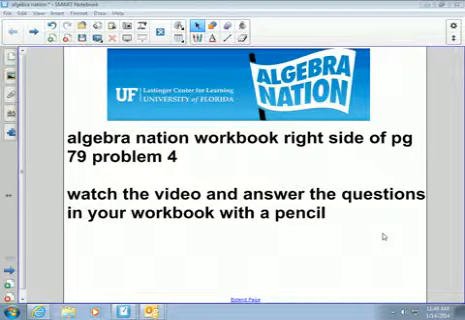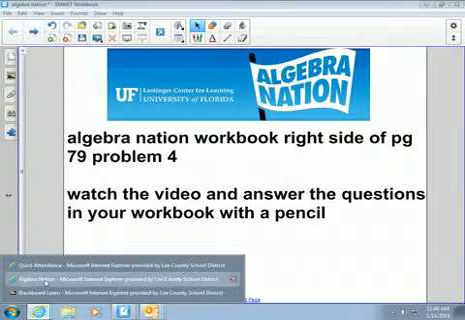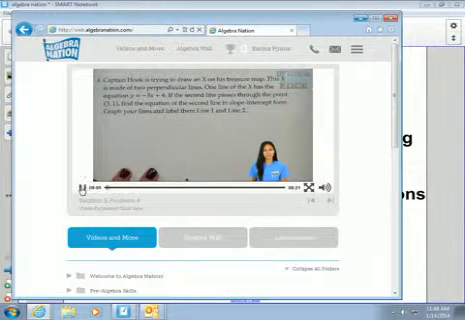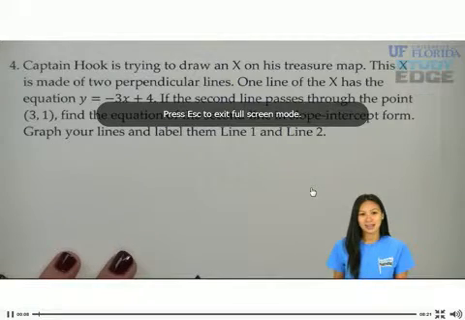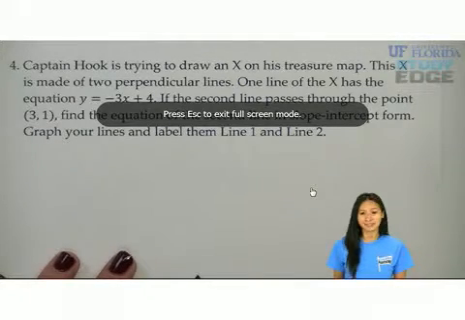This Algebra Nation video will cover the right side of page 79, problem number 4. Captain Hook is trying to draw an X on his treasure map. This X is made of two perpendicular lines.